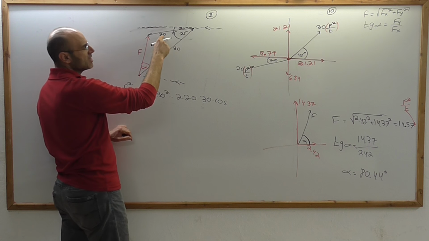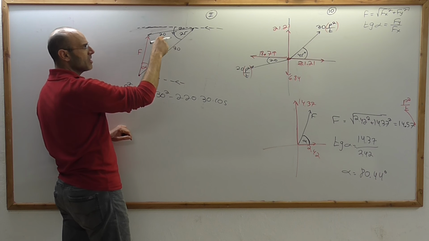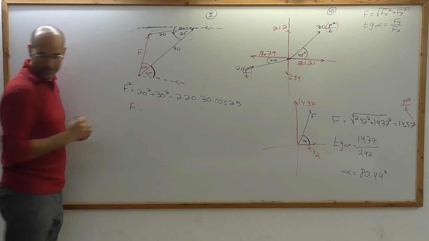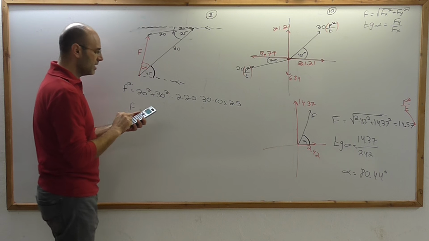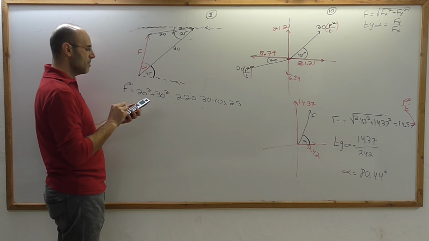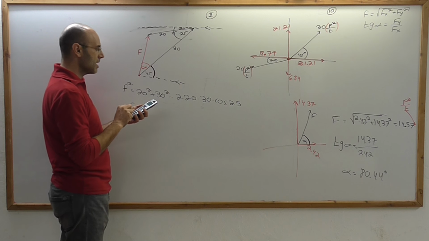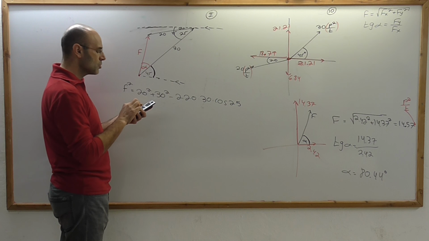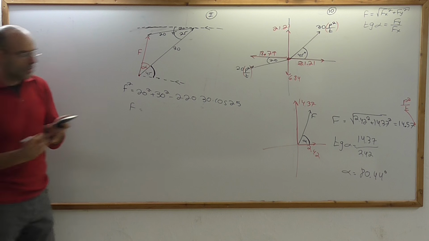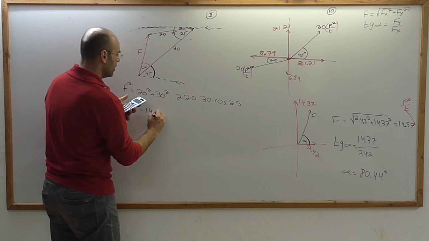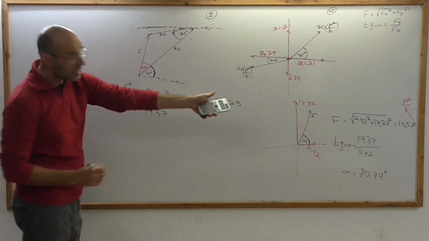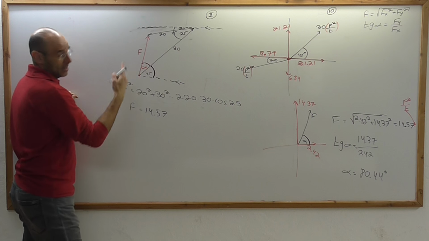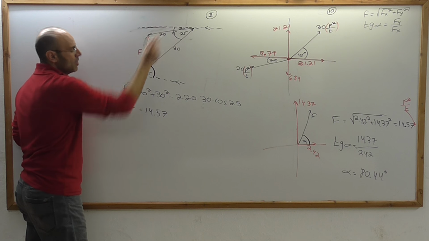F squared equals 20 squared plus 30 squared minus 2 times 20 times 30 times cosine 25. So F will be, I go to the calculator, 20 squared plus 30 squared minus 2 times 20 times 30 times cosine 25, square root, 14.575, exactly the same.